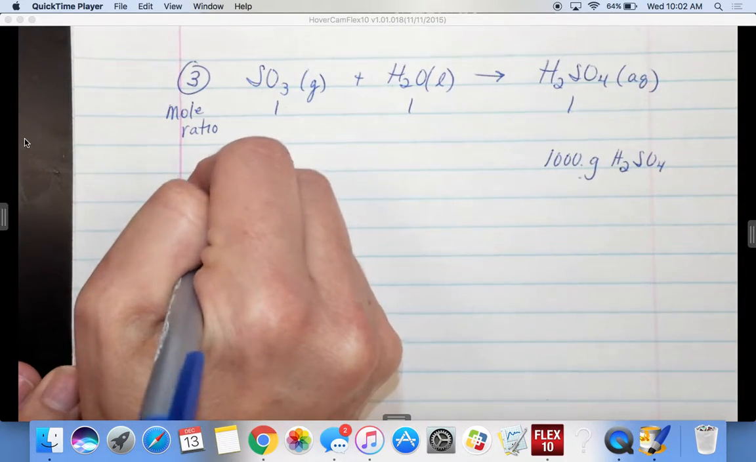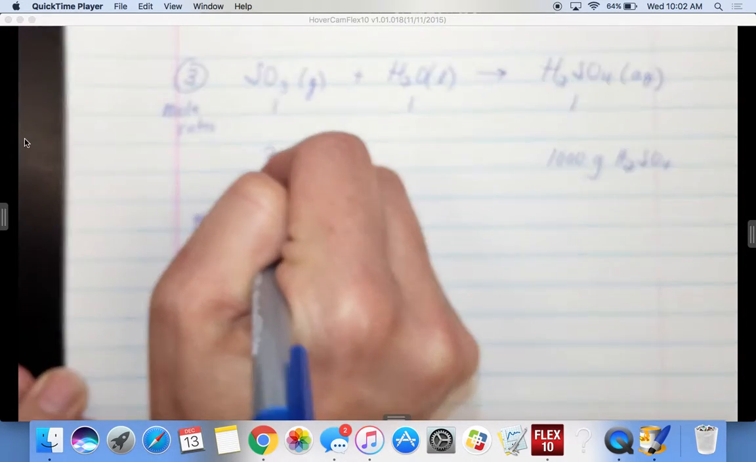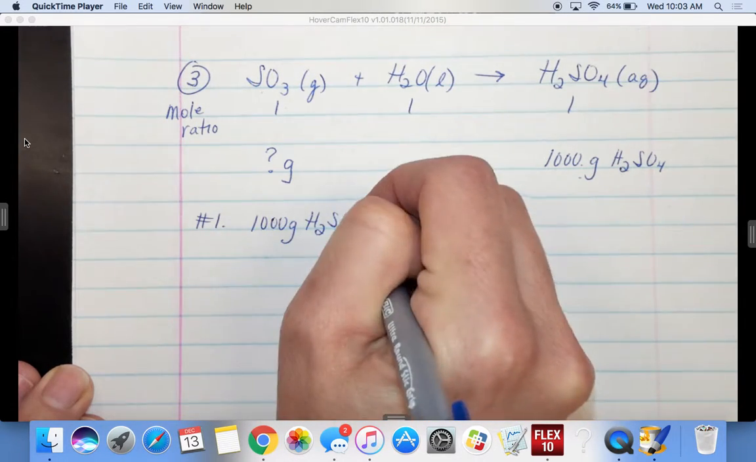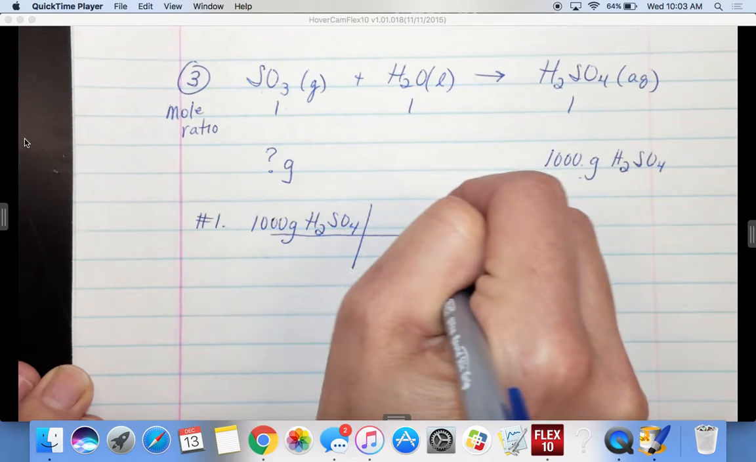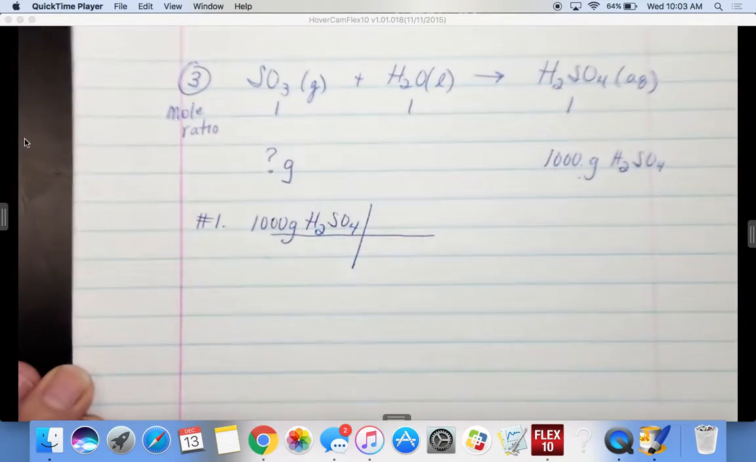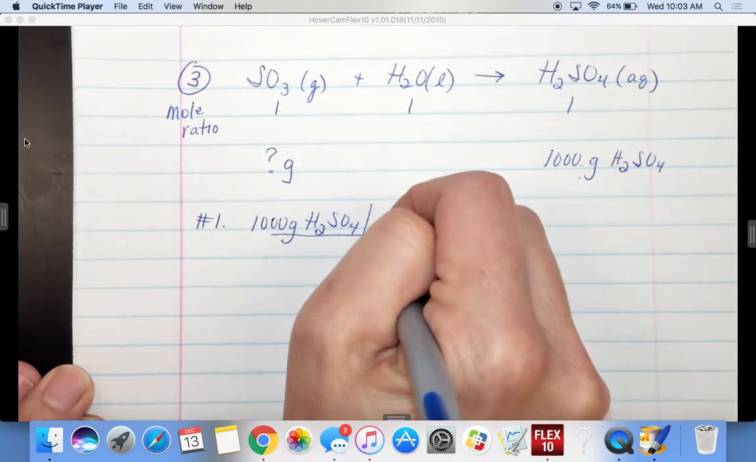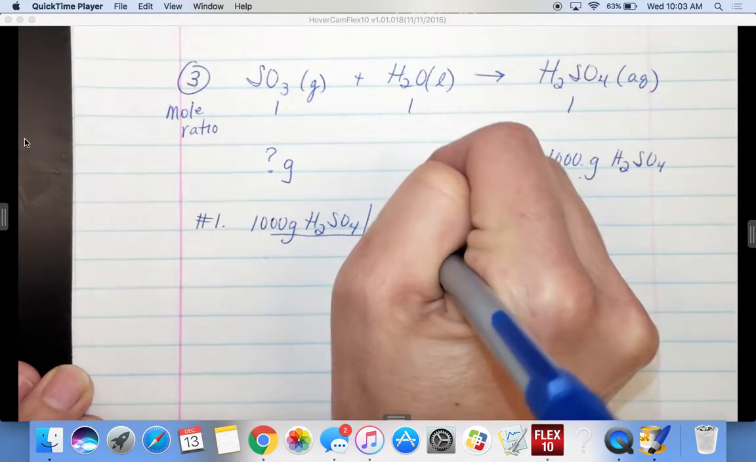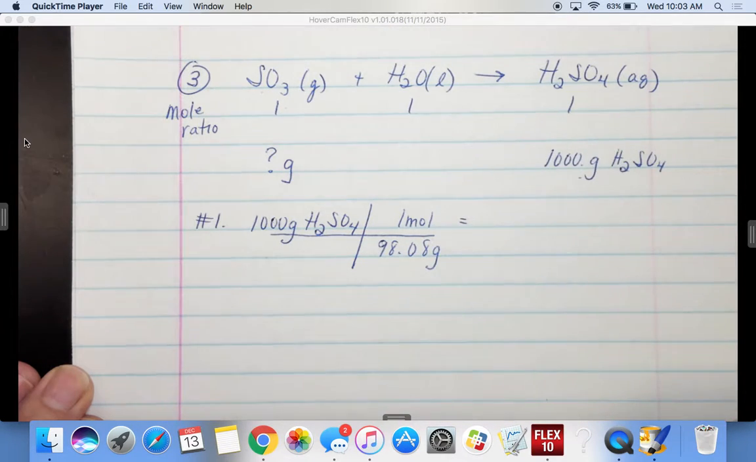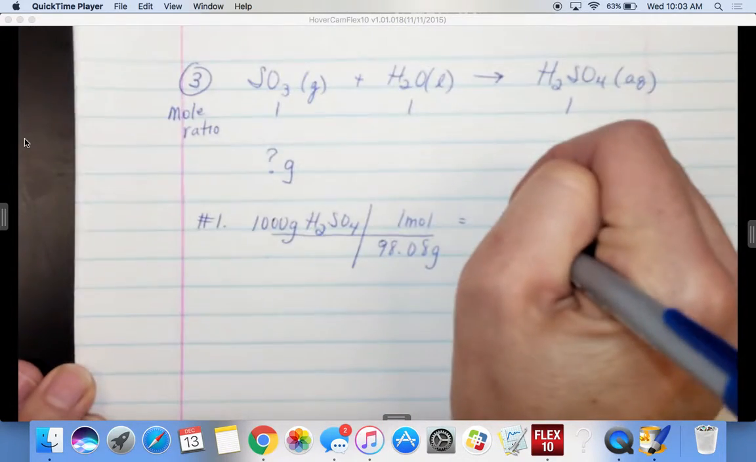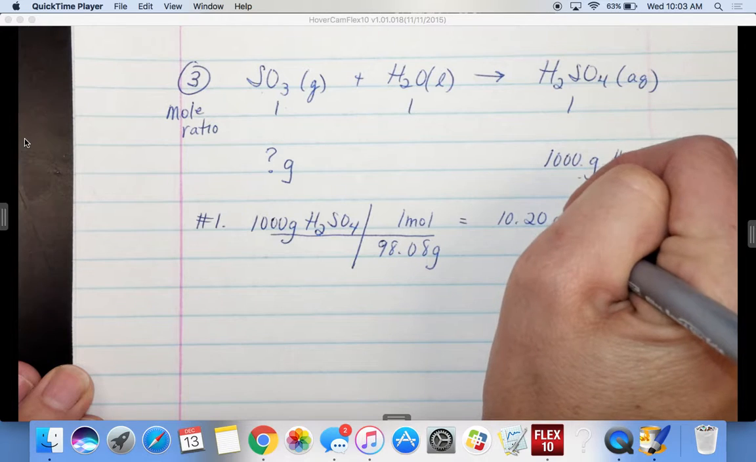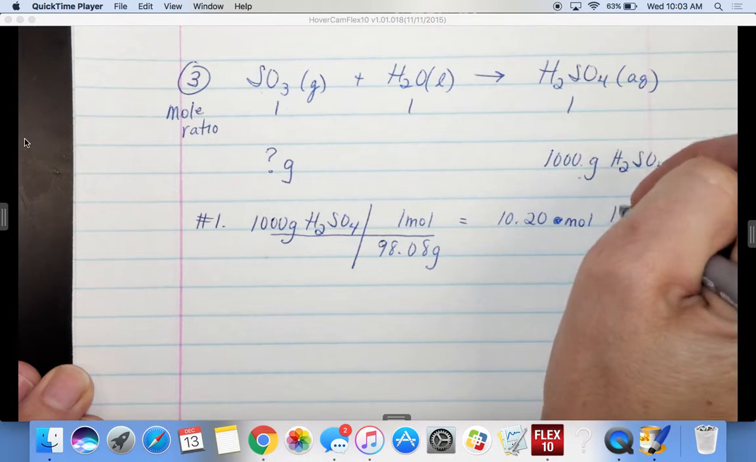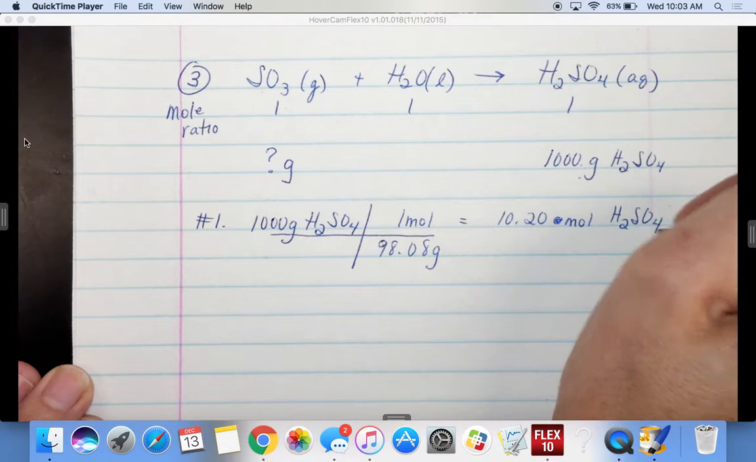So in step number 1, we're going to take the 1,000 grams of the sulfuric acid, and we're going to have to convert that to moles. Now, use your molar mass sheet that you have to get 98.08 grams per mole. And then if we calculate that out, we're going to get 10.20, oops, I'm going to write the wrong unit, moles of sulfuric acid.